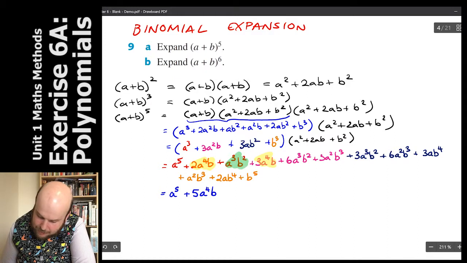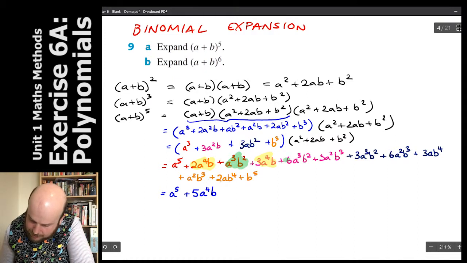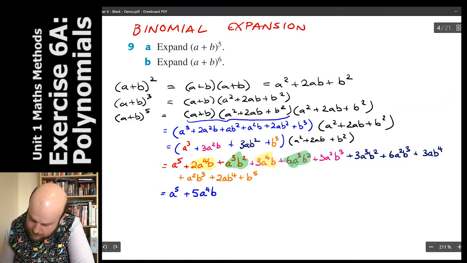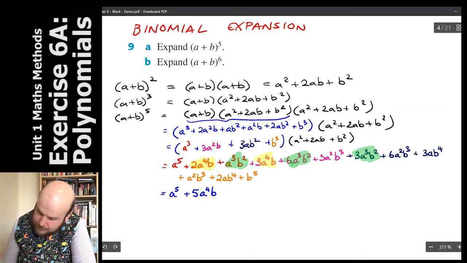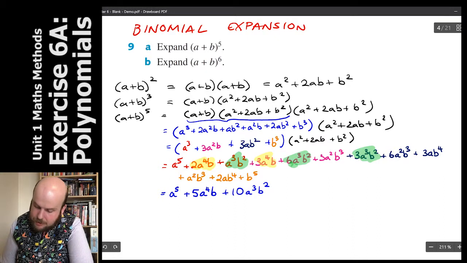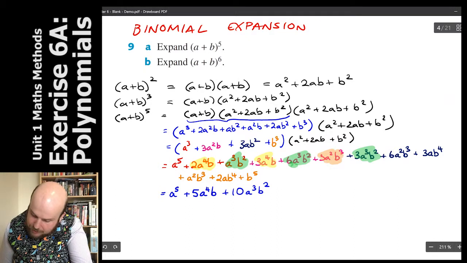Let's find my a cubed b squareds. There we go. Is there any more of them? There they are. So that should be right. Yep, I think that's the only ones. So it should be 10a cubed b squared, because 6 plus 3 plus another 1 is going to make that 10. Now the a squared b cubeds: 3 plus 6 plus another one is going to make that another 10.